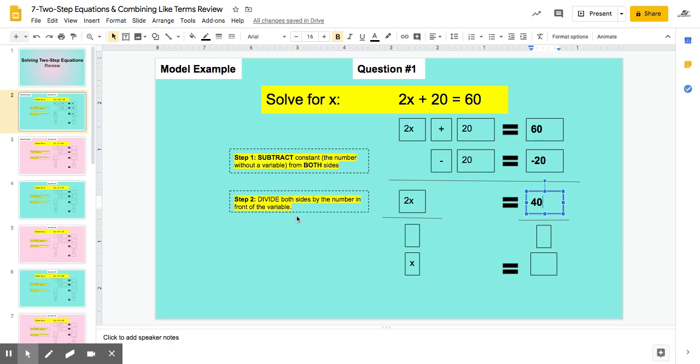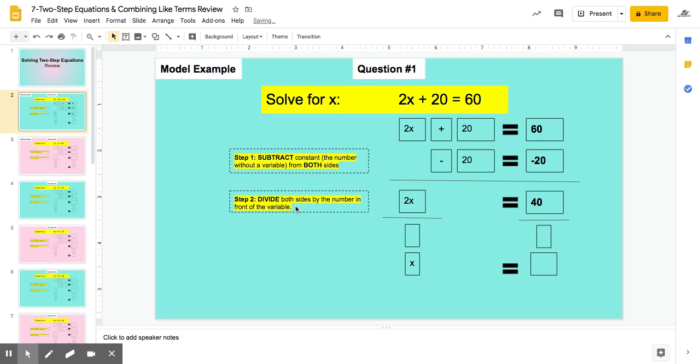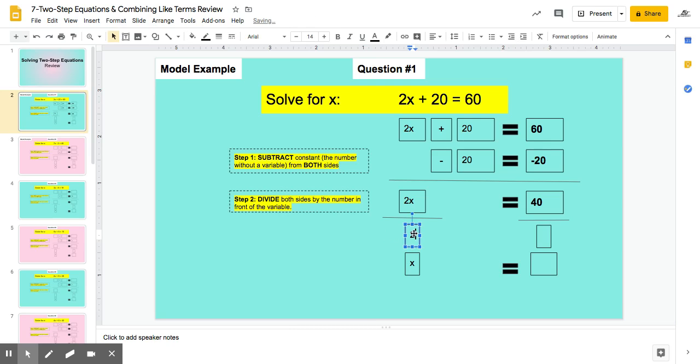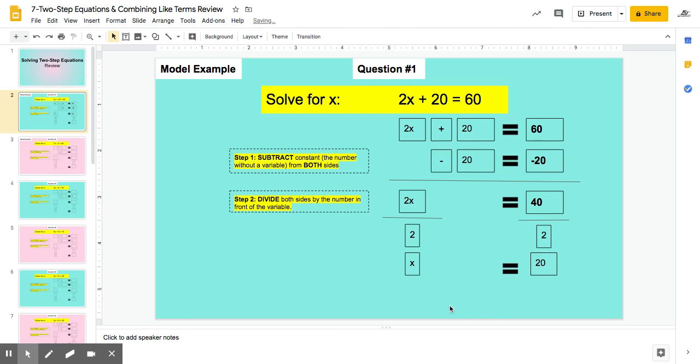Now I'm up to step 2, which again, I wrote step 2 out for you. We are now dividing both sides by the number in front of the variable. So I am dividing both sides by 2. 2x divided by 2 is simply x, and 40 divided by 2 is 20. So we get x is equal to 20, and we're done.